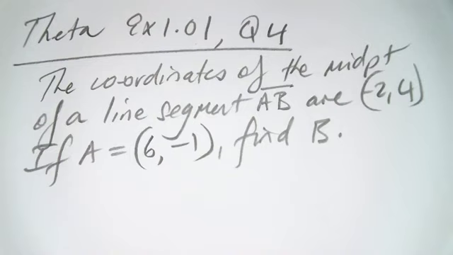Exercise 1.01, question 4. The coordinates of the midpoint of the line segment AB are -2, 4. If A is 6, -1, find B. So we know the midpoint, and we know one of the coordinates. We just got to find the other one. So how does this play out?